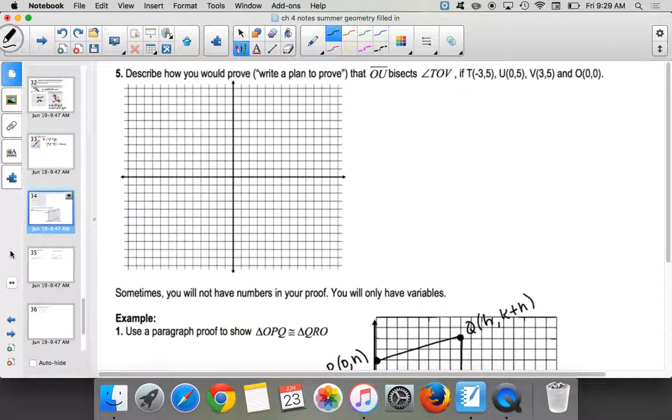Okay, so number 5. So how would you prove or write a plan to prove that OU bisects angle TOV? Okay, so we have all these different points. So sketch all the points in. So we have negative 3, 5, 0, 5, 3, 5, and 0, 0. And I would label the points as you go. It will help.